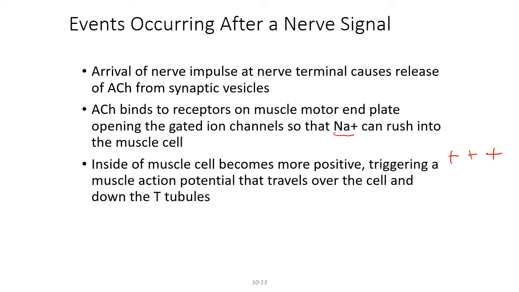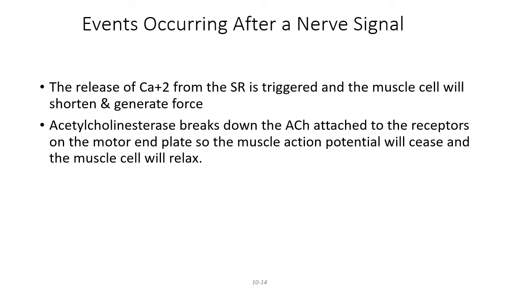Then that impulse is going to travel along the whole surface of the cell until it gets to the sarcoplasmic reticulum. At the sarcoplasmic reticulum, calcium is released. Calcium binds to the troponin, moves tropomyosin out of the way. Almost as soon as acetylcholine is dumped into the synapse, acetylcholinesterase, AChE, is going to come in and start to break it down, unless another impulse comes along and causes the release of more acetylcholine. We're going to get relaxation of the muscle.